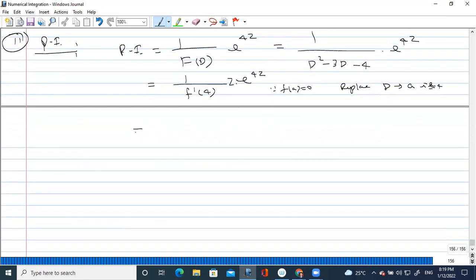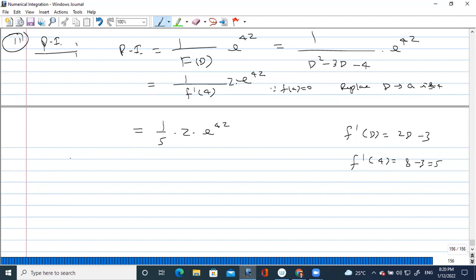Okay. So now here f dash D will be 2D minus 3. So f dash 4 will be, in place of D put 4, 8 minus 3 equal to 5. So this will be 1 by 5 into z into e to the power 4z. Simple. Okay.